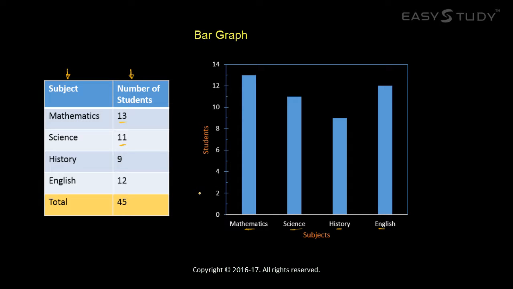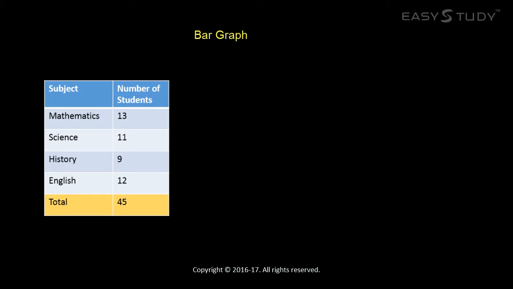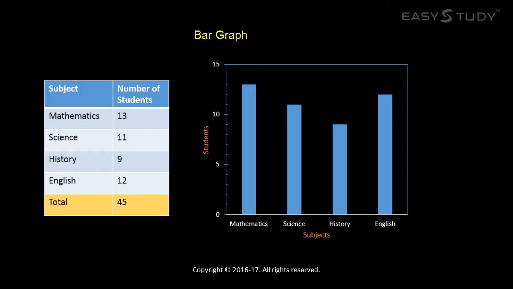Here, height of bars tells you the number of students who like that subject. The scale of a graph is 2. That means 1 unit is equal to 2 students. Let's change the scale to 5. That is 1 unit is equal to 5 students. Then our graph will look like this.